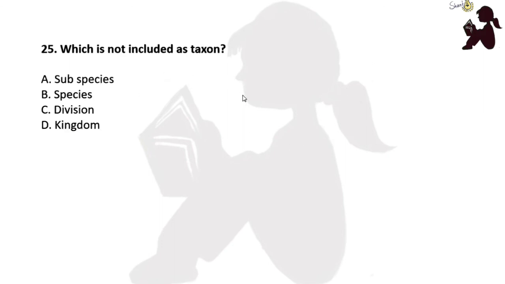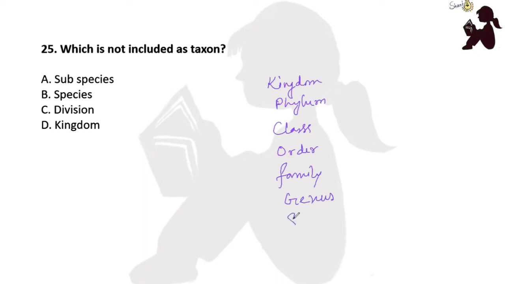So the last question of this session is which is not included as taxon. Okay. And the options are subspecies, species, division, and kingdom. Okay, so we know the seven categories of classification. So those are kingdom, phylum, class, order, family, genus, and species. Okay, so these are involved in the seven-category classification, the linear hierarchy.